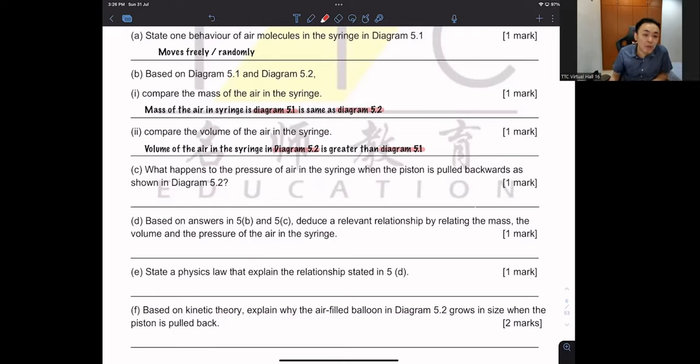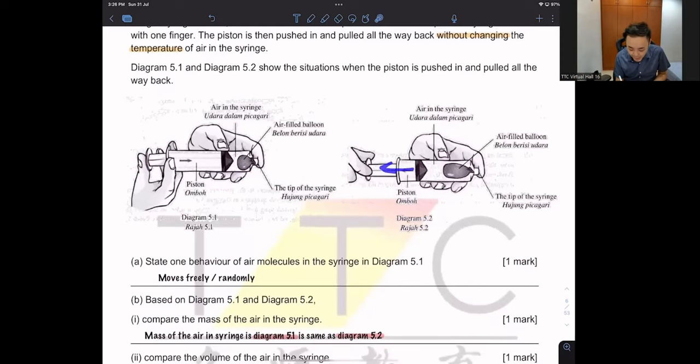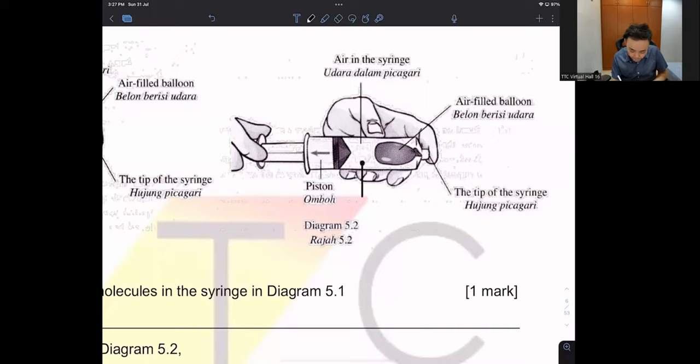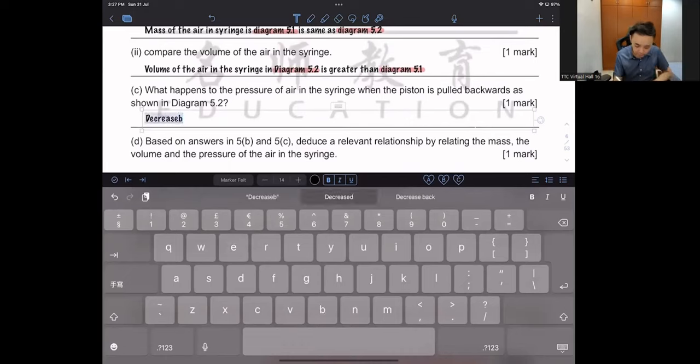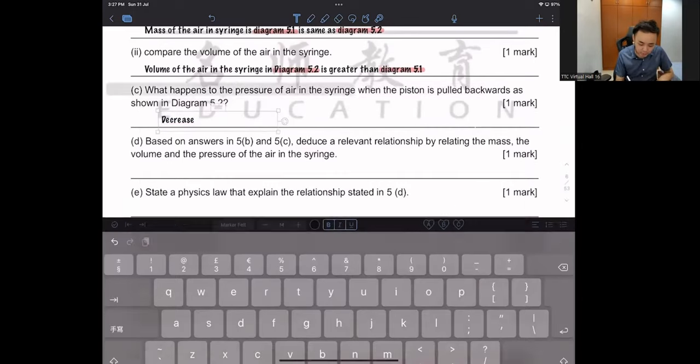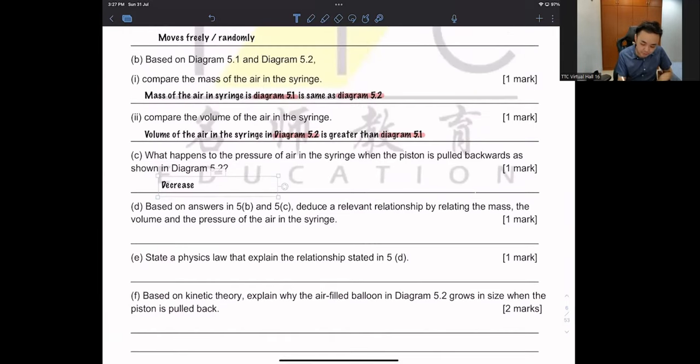What happened to the pressure in the syringe when the piston is pulled backwards? Simple. If you pull the piston back, the volume inside increases, right? The volume increased and the mass is the same, so the same amount of particles have more space. Do they collide more or less? Yes, that's the word I'm looking for. Lesser collisions, meaning the pressure is smaller, correct. So the answer is simple, one word only, one mark only: pressure decreases. Because your volume increased.